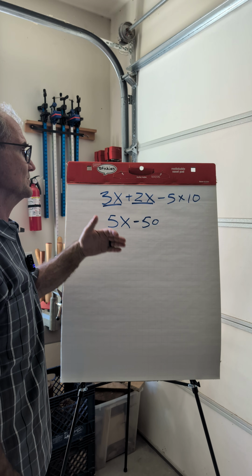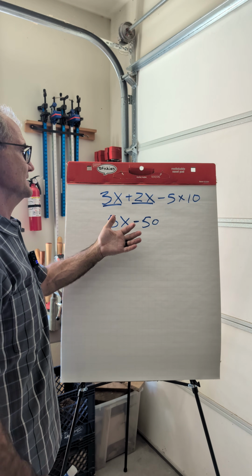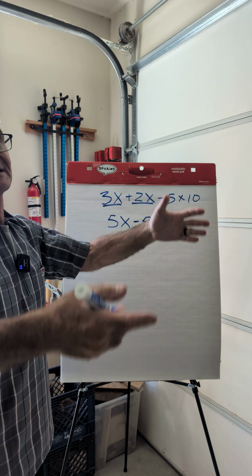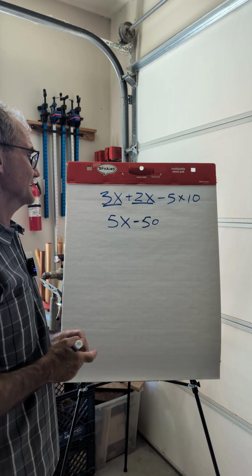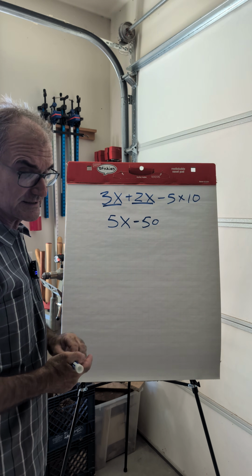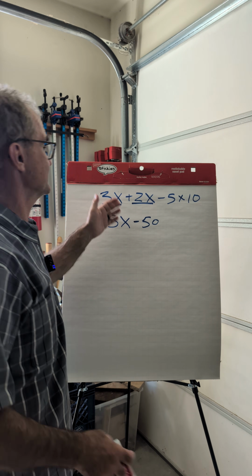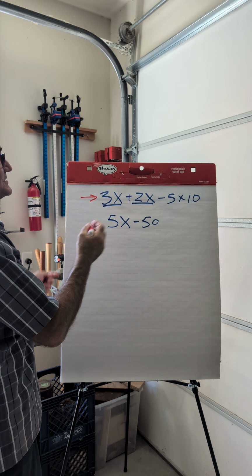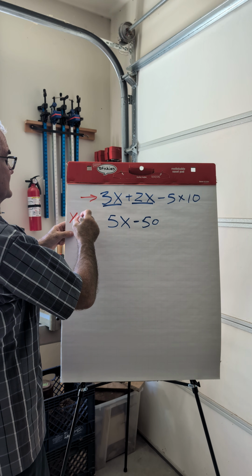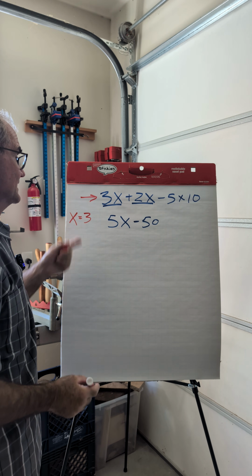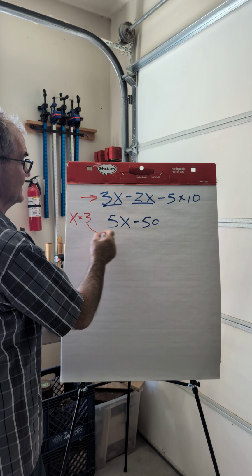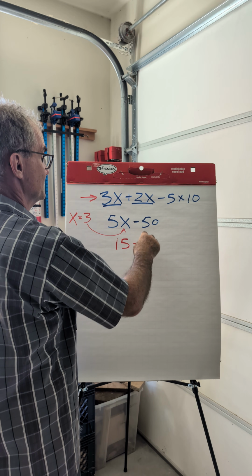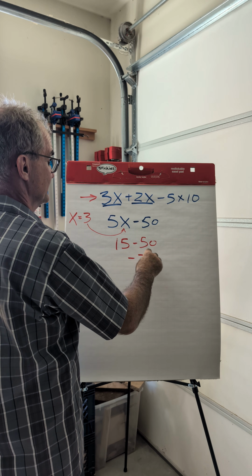So really, the only thing that algebra really is, I got 3 of these things plus 2 of these things. The idea that I don't know what it is is why I call it x. Okay? One thing I could do with this expression is say, actually, I'm going to tell you what x is. Solve for the value if x is equal to 3. Well, now that I have a value for x, I can take that value for x, plug it in there. 5 times 3 is 15 minus 50, negative 35.